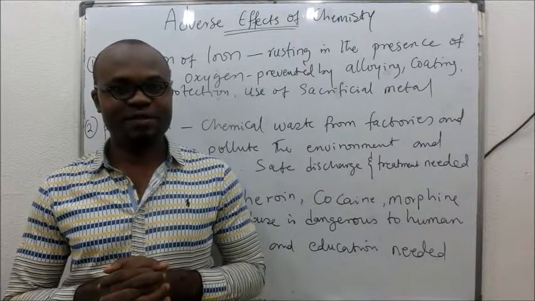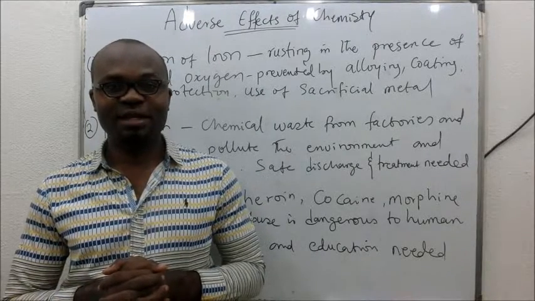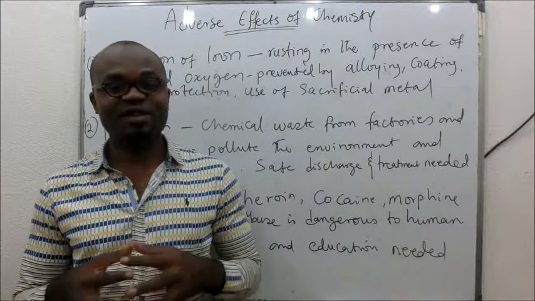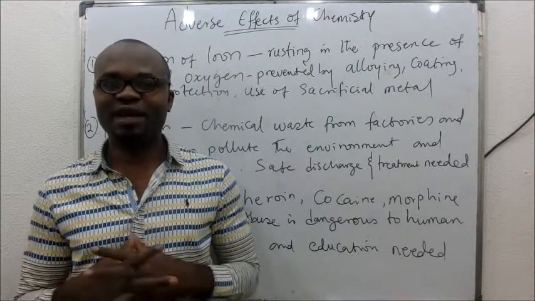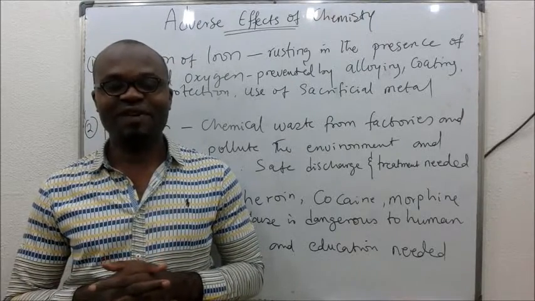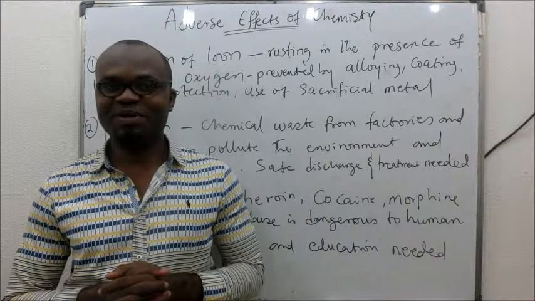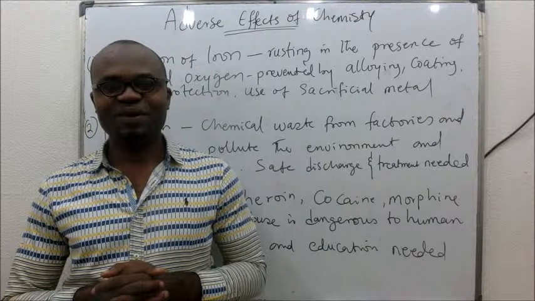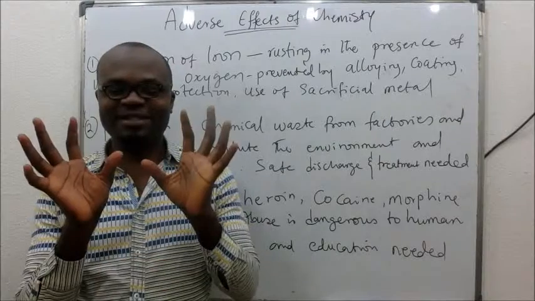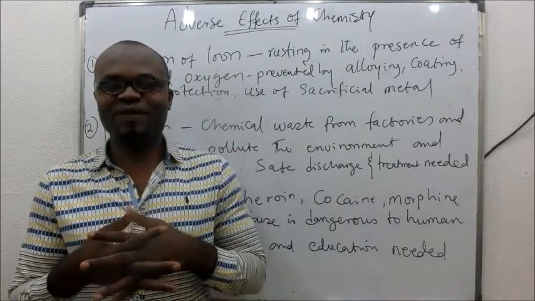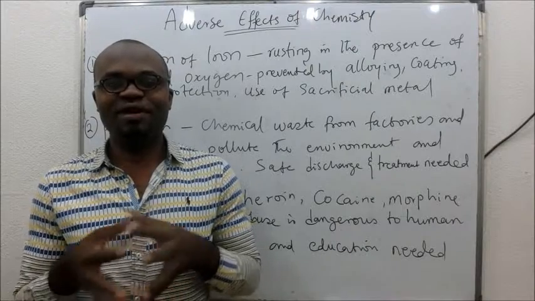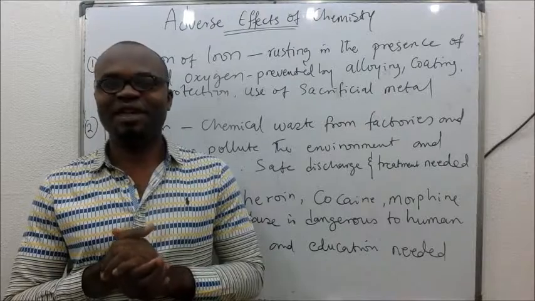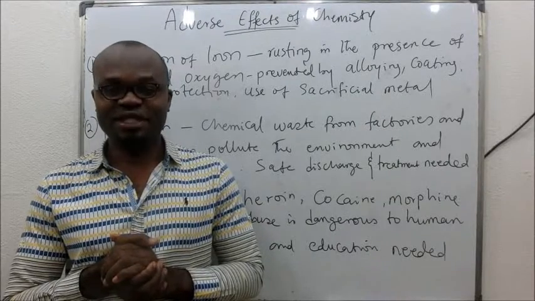If you go to some states, you find out that people are taking cocaine, morphine, and heroin. Youths are addicted to this and they continue to take it, and it's not good for their health. That is abuse of chemistry, and it's also called drug abuse specifically. Also, corrosion of iron makes the iron not glittery and not look good the way we would have wanted it to. All these are adverse effects of chemistry, and they need to be checked.